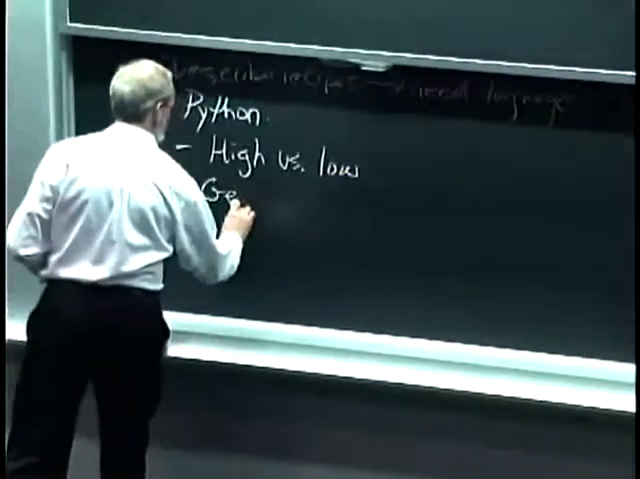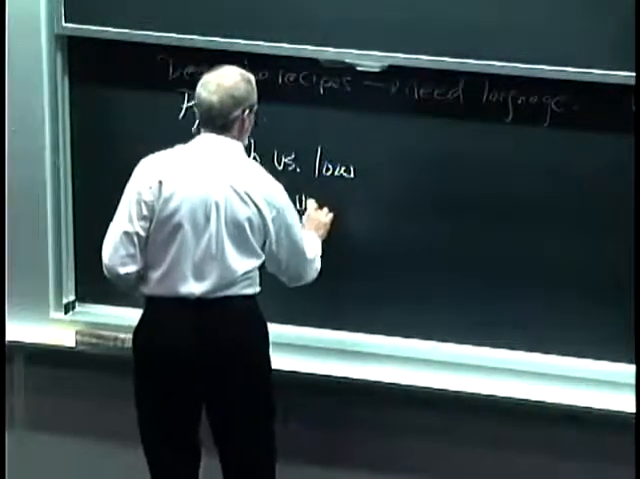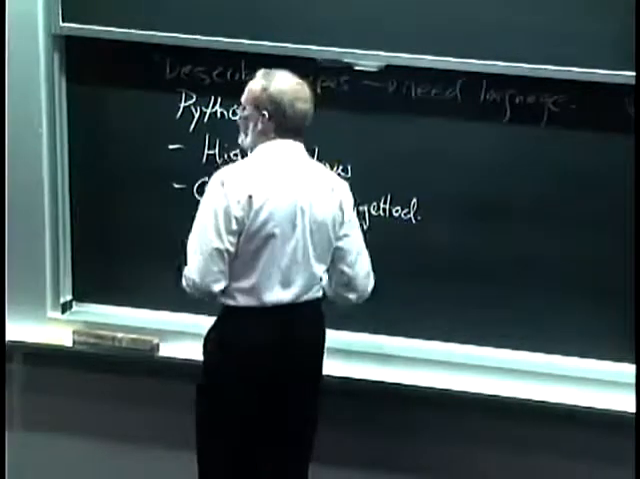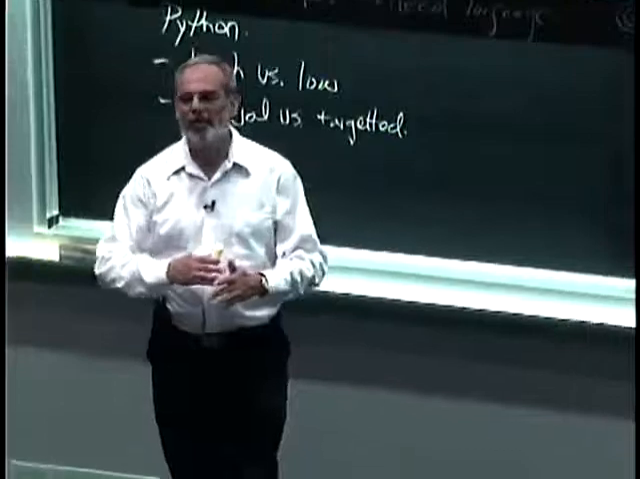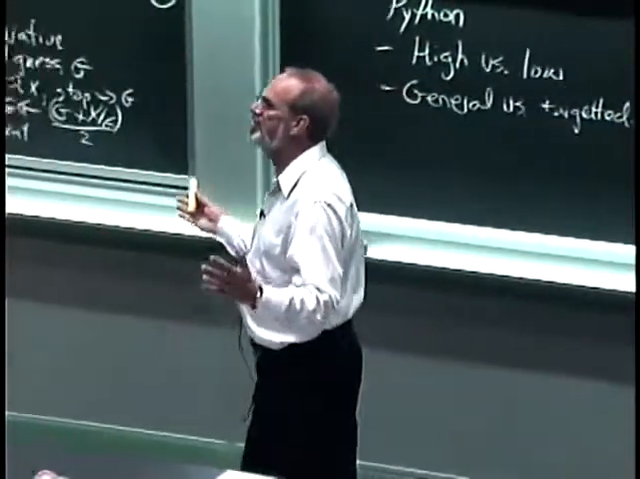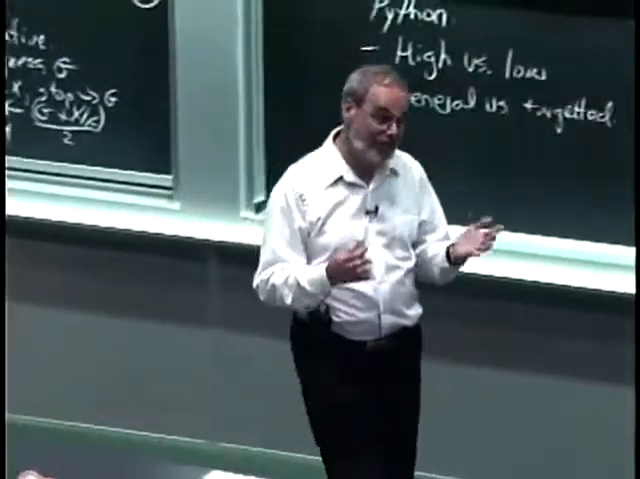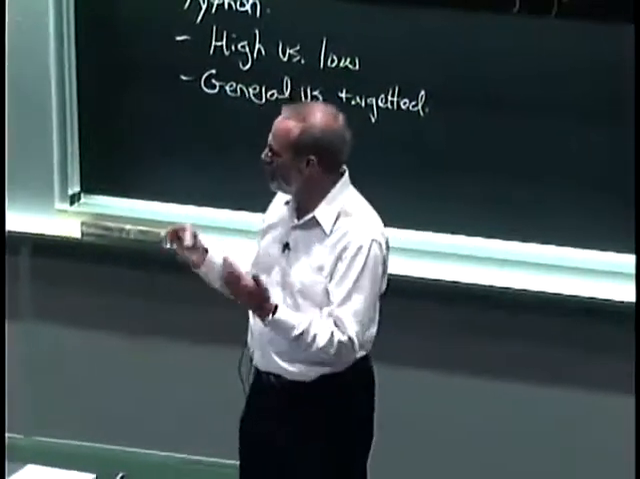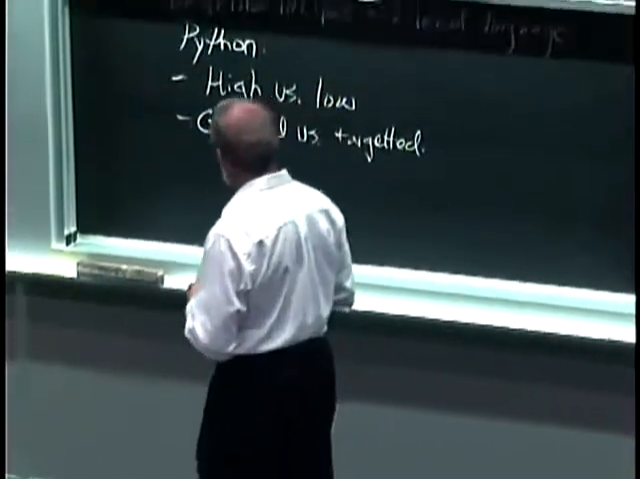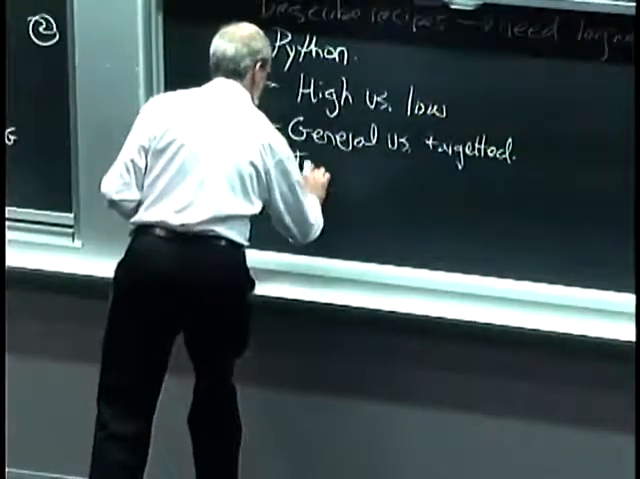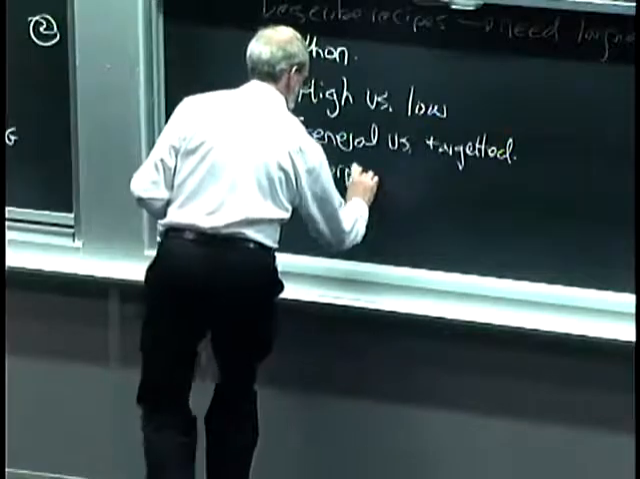Second dimension is whether this is a general versus a targeted language. And by that I mean, do the set of primitives support a broad range of applications, or is it really aimed at a very specific set of applications? I'd argue that MATLAB is basically a targeted language. It's targeted at matrices and vectors and things like that. And the third one I want to point out is whether this is an interpreted versus a compiled language.